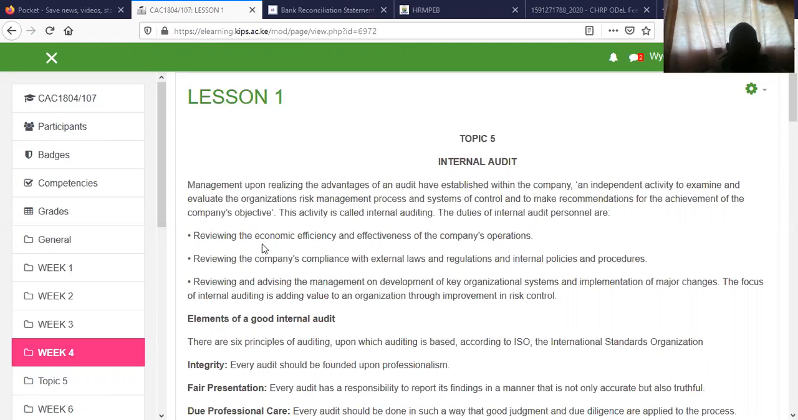Number one, they review the economic efficiency and effectiveness of the company's operations. Number two, they review the company's compliance with external laws and regulations and internal policies and procedures. And also number three, they review and advise the management on the development of key organizational systems and the implementation of major changes in that particular organization.